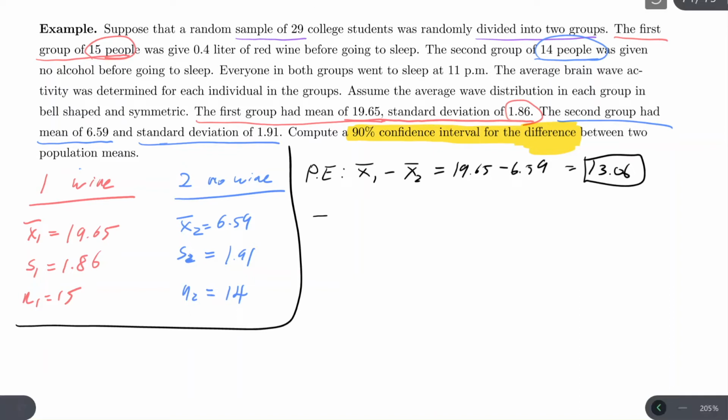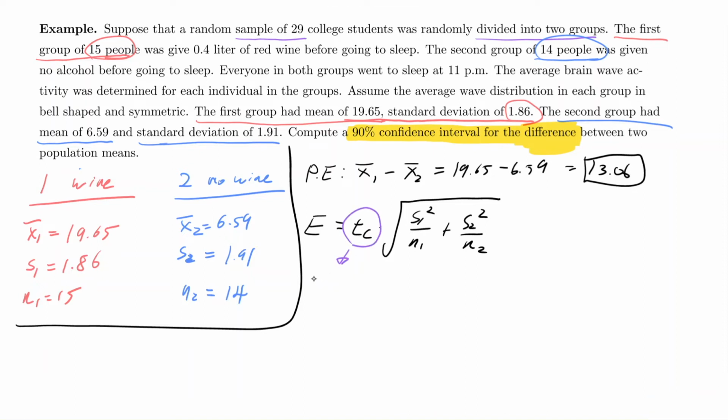Margin of error is t of c times square root. Again, this formula you don't need to memorize. You need to know when to use them. This is the formula. So let's find the critical value first. Well, it says degrees of freedom. Well, it's 0.9. That's the confidence level.